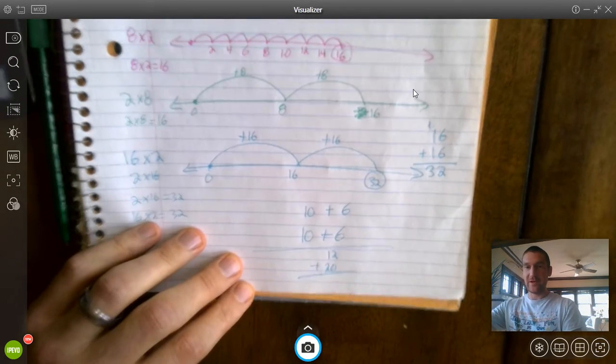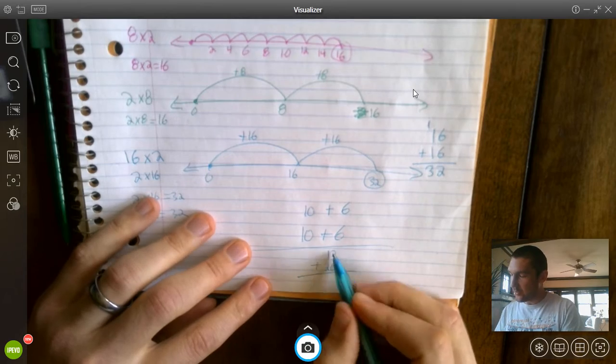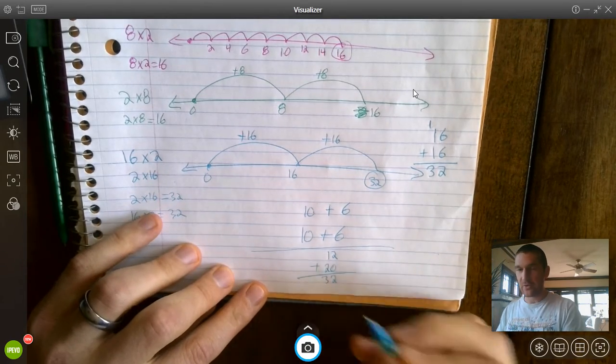Put my camera down a bit. If you add 12 and 20, that also gives you 32.